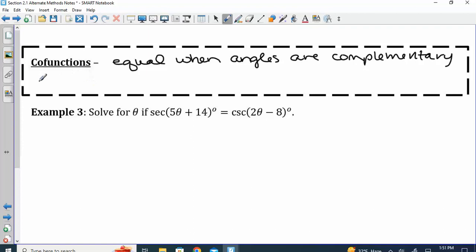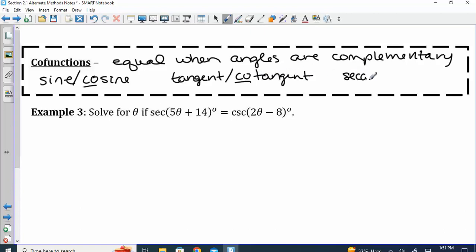Okay, and the sets you can have: sine goes with cosine, tangent goes with cotangent, secant goes with cosecant. Okay, this is different from reciprocals. This tells us when the angles are the same. So cofunctions are equal when their angles are complementary.